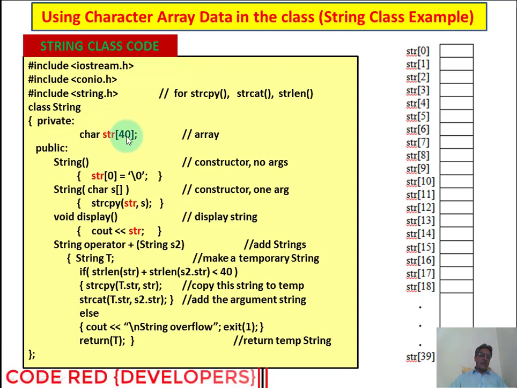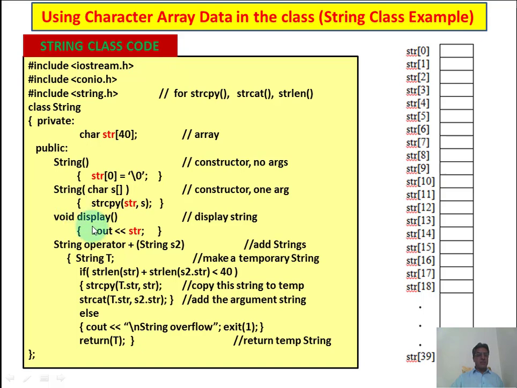str is a 40-character array. Actually, this is str of 0, str of 1, up to str of 39. The last index is 39, which is one less than the size of the array, that is 40. This is the memory of the class, and the class will assign this memory to each and every object which will be created using this class name.